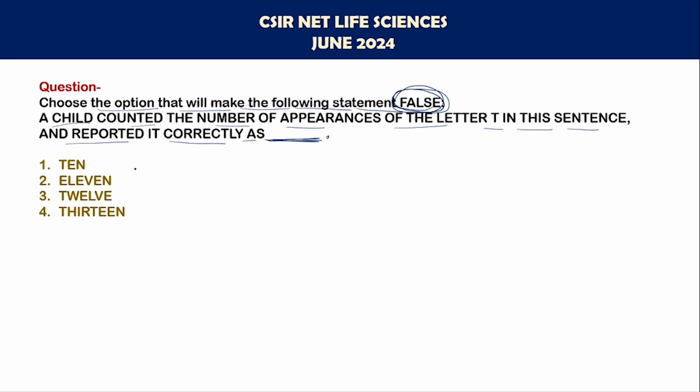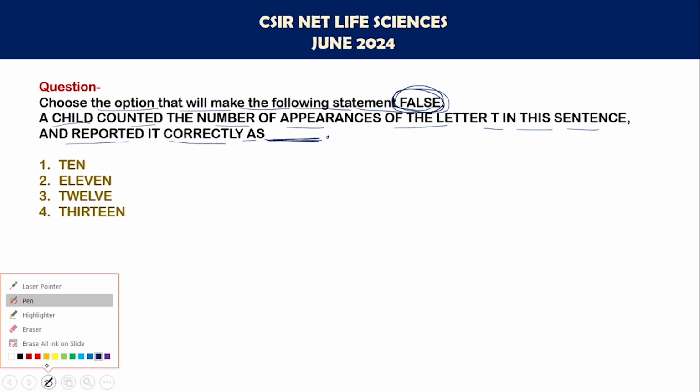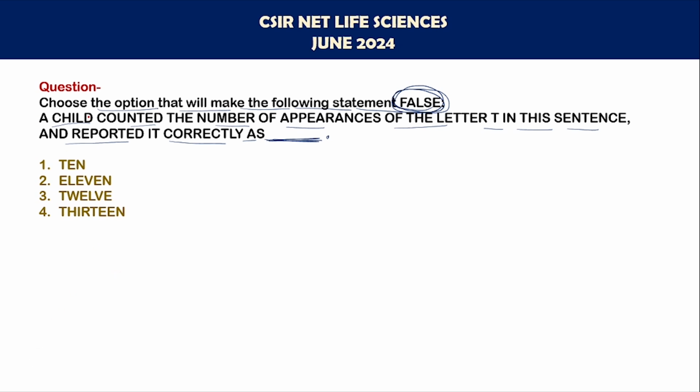So let me first count the number of T's in this sentence. Let me take a different color for highlighting it. So the first T is this one. One T is given over here. Then the second T.